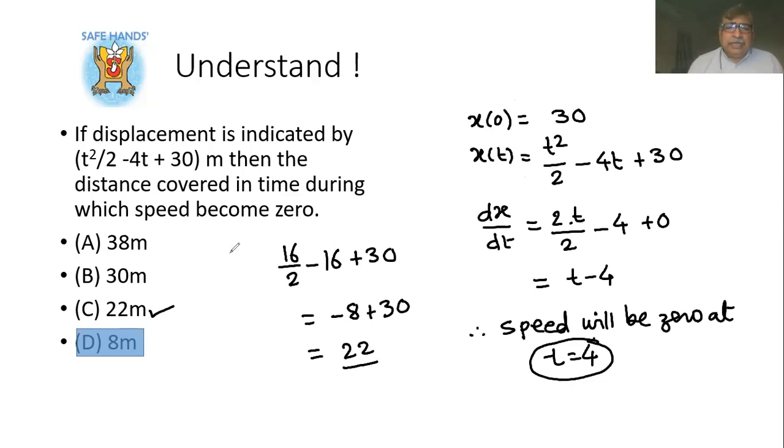That indicates that the motion of the particle is in reverse direction. Earlier the particle was at 30. It started moving, and speed became 0 at this point after 4 seconds. At that time, it is at 22. So how much is the distance covered? And the answer turns out to be 8.